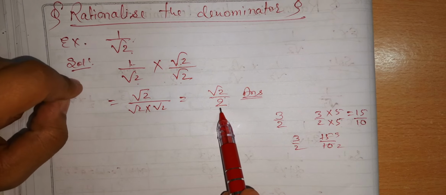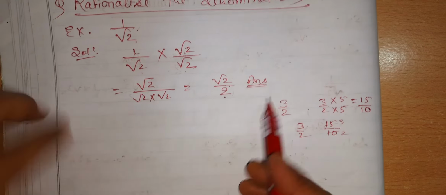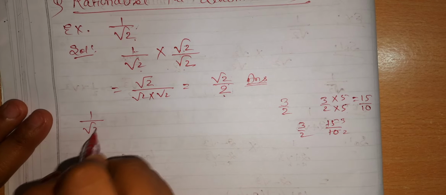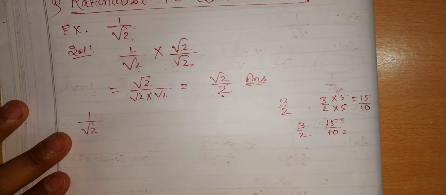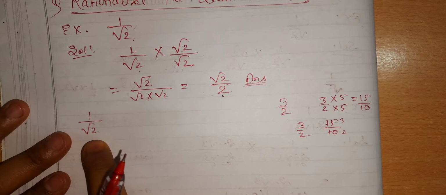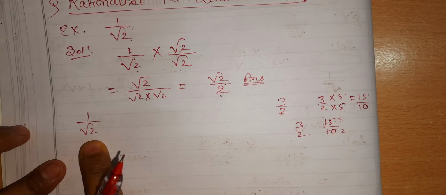Now the question arises, why is there a need to rationalize the denominator? If you look at this number 1 by root 2, can you tell me where this number lies on the number line? We know that root 2 is irrational, but it may be easier to say where the number lies on the number line if the denominator is a rational number.